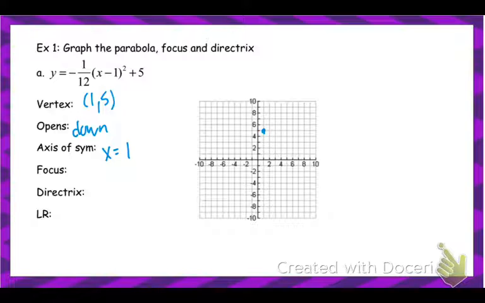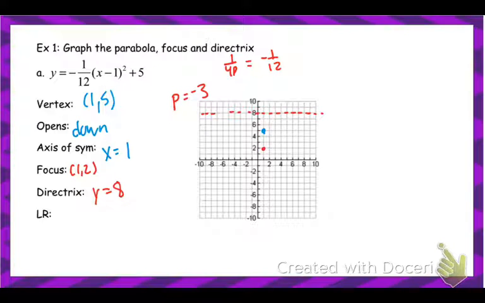All right, so now let's talk about the focus and directrix. To find them, we're going to start by finding the value of p. If 1 over 4p is equal to negative 1 over 12, then p is negative 3. That means we're going to move 3 away from the vertex to get to the focus and the directrix. The focus is inside the parabola, the directrix is outside the parabola. Since this opens down, we go 3 down to plot the focus and 3 up to get the directrix. Remember, the directrix is a line. So the focus is at (1, 2), and the directrix is the line y equals 8.